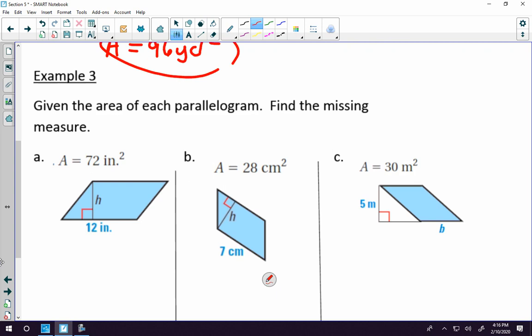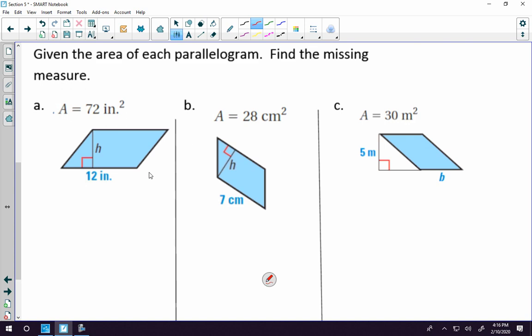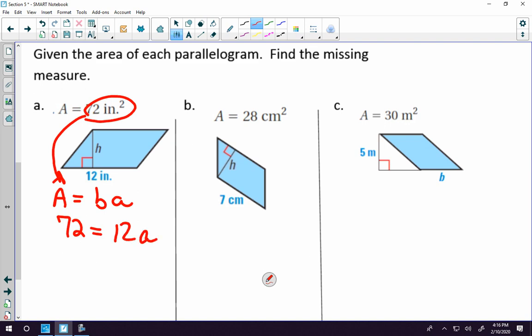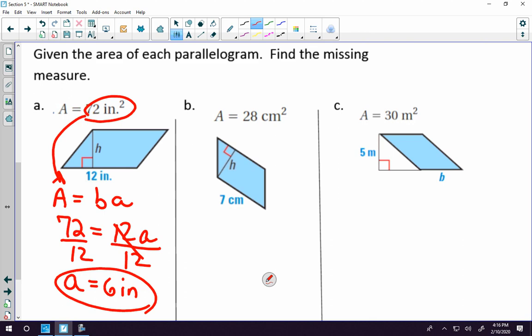Okay, so in letter A, again working off what we know that this is a parallelogram. So the formula used to find the space inside of a parallelogram is area equals base times altitude. We know what the area is, so we're substituting 72 square inches in for the area. We know the base length is 12, and we're looking for the altitude of the parallelogram. So the inverse of multiplying by 12 is dividing both sides by 12. So the altitude of the parallelogram has to be 6 inches. Okay, 6 inches for the altitude there.